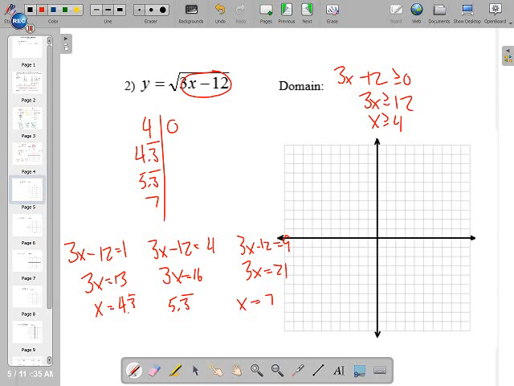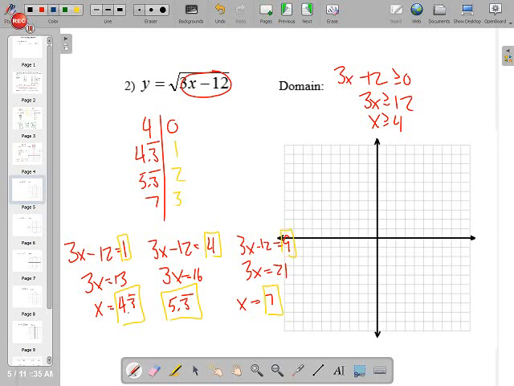So now, what I can do is I can plug these in. But again, I know what's going to happen. If I plug in 4.3, I'm going to get 1. The square root of 1 is 1. If I plug in 5.3, I'm going to get 4. The square root of 4 is 2. If I plug in 7, I'm going to get 9. The square root of 9 is 3.